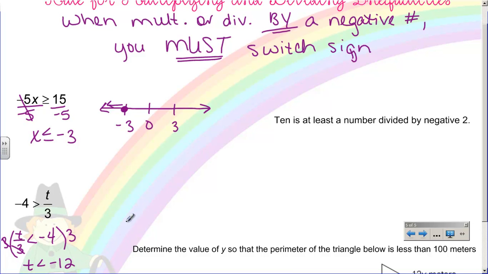And if you were going to graph it, I'd have negative 12. And at negative 12, I would have an open circle because it's just less than, and my arrow would have to point to the left.